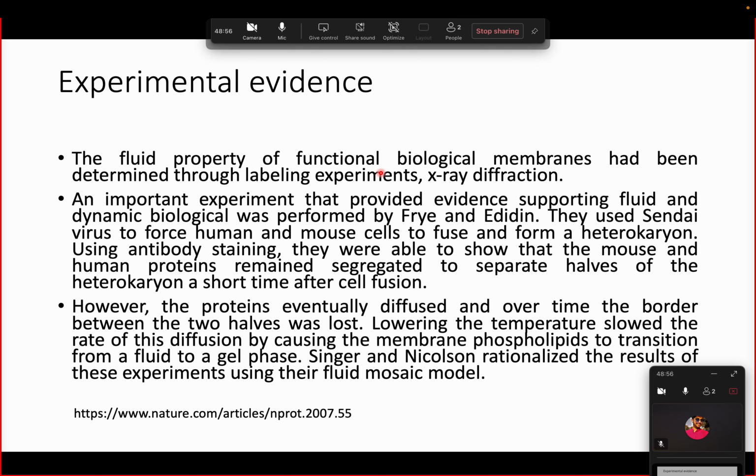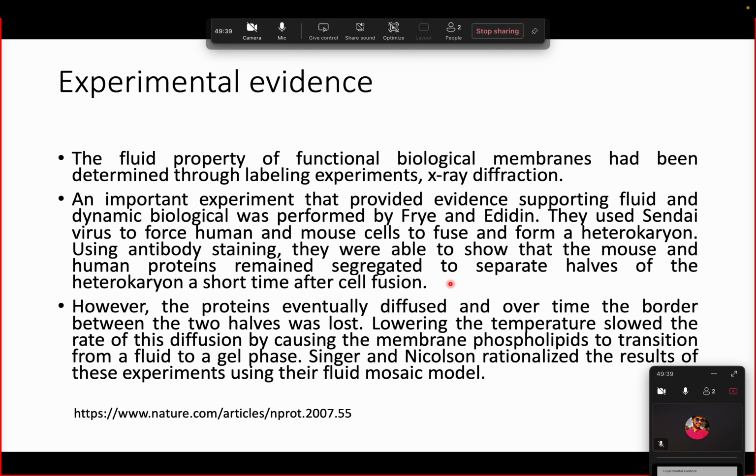An important experiment that provided evidence supporting fluid and dynamic biological membranes was performed by Frye and Edidin. They used Sendai virus to force human and mouse cells to fuse and form a heterokaryon. Using antibody staining, they were able to show that the mouse and the human proteins remained segregated to separate halves of the heterokaryon a short time after cell fusion, right? So if you have a basic idea about how these experiments are done, you take one mouse cell and one human cell and you fuse them with the help of virus, correct? Because virus can transfect and they can fuse.